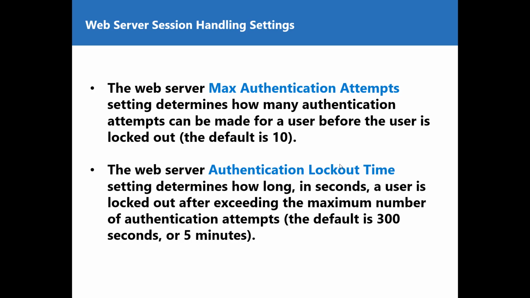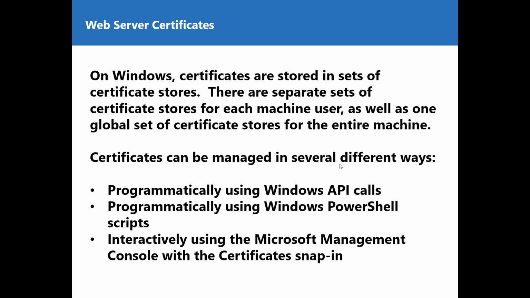The max authentication attempts setting will determine how many authentication attempts can be made for a user before the user is locked out. The default is 10. If they do exceed the 10 authentication attempts, the authentication lockout time setting will then kick in, and that will determine how long in seconds the user is locked out after exceeding that maximum number of authentication attempts. The default is 300 seconds or 5 minutes. And the administrator can see information about whether a user is locked out and when they will be allowed back in.